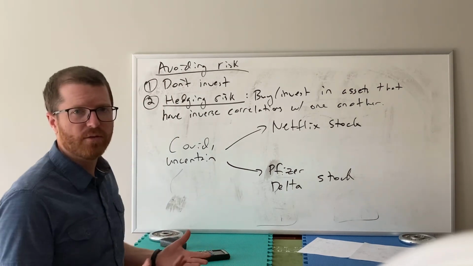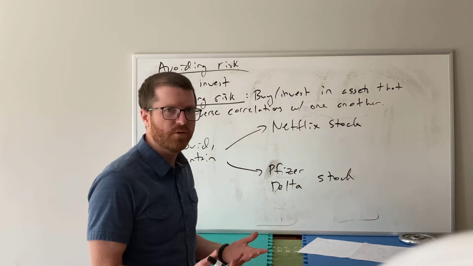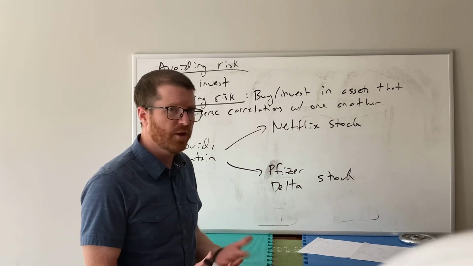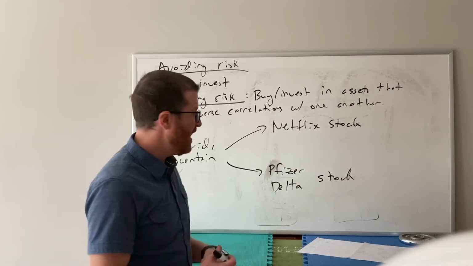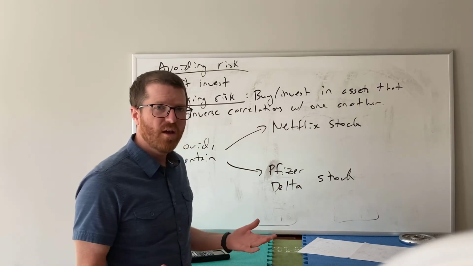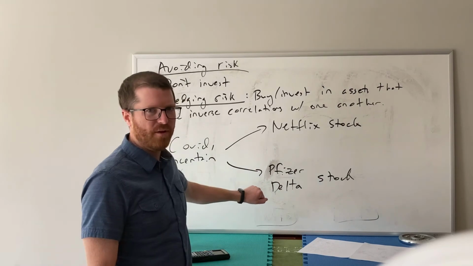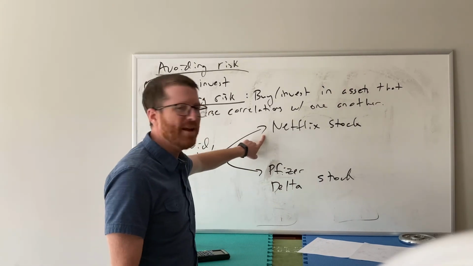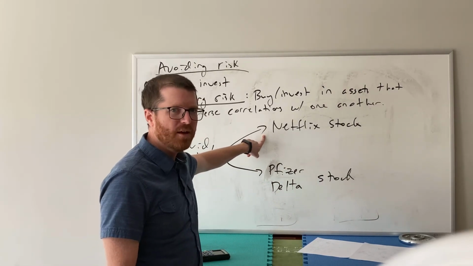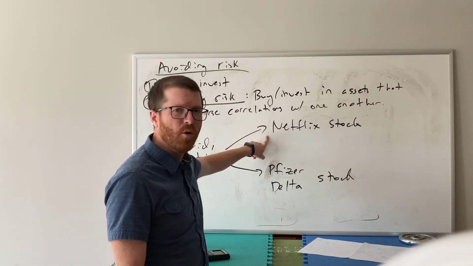It's not perfect, okay? Maybe your expected level of return is unknown. Maybe it's really high, maybe it's really low. It's kind of hard to know. And it's really hard to know about risks too. But this is definitely less risky than just buying one or the other, right? If you just buy Netflix stock and then COVID is completely eliminated, you're going to do poorly, okay?